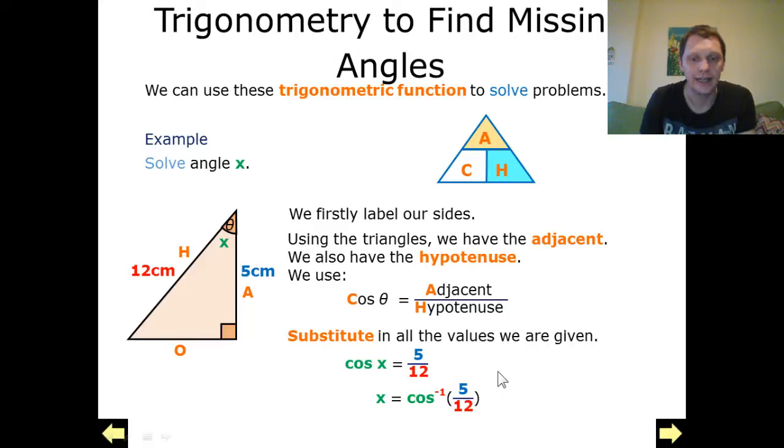And again, to do that on the calculator, you'd hit shift and then hit cos and then put in 5/12, or 5 divided by 12. And that will give me 65.38 degrees to 2 decimal places.